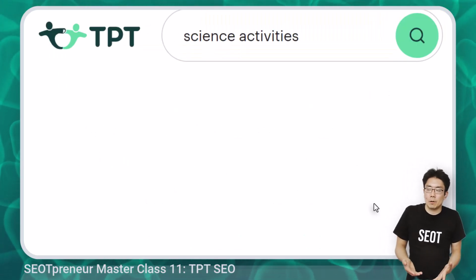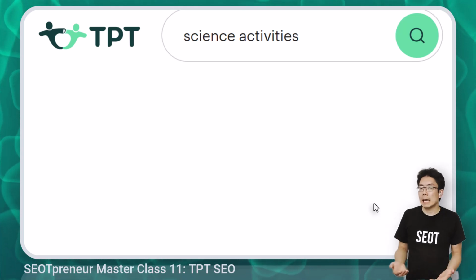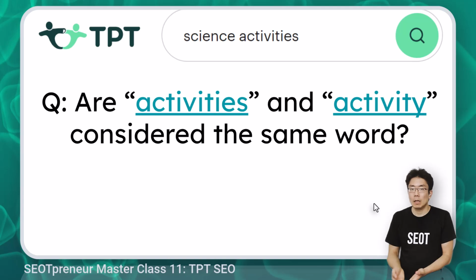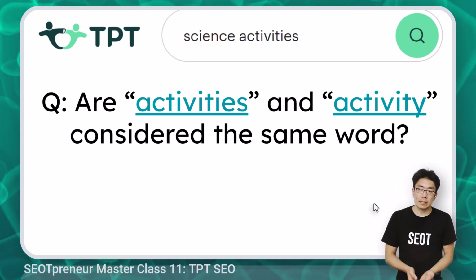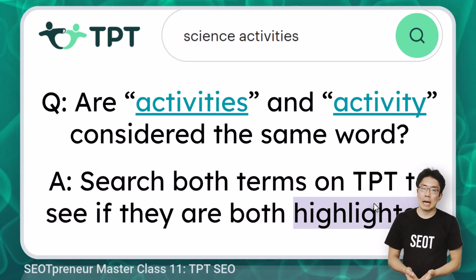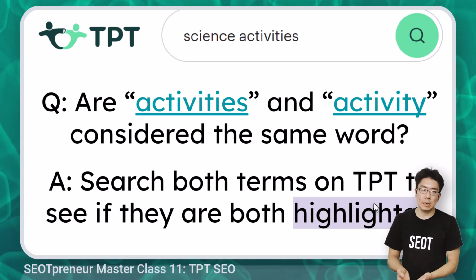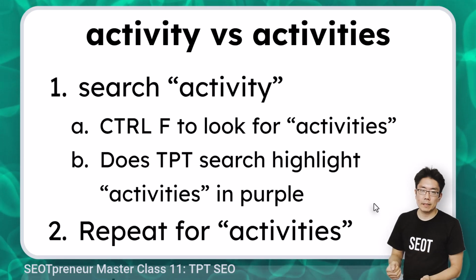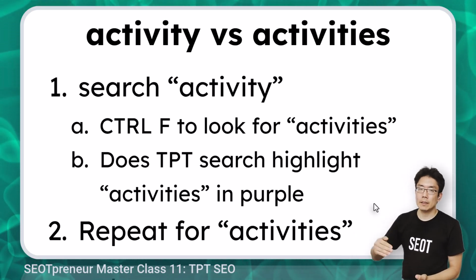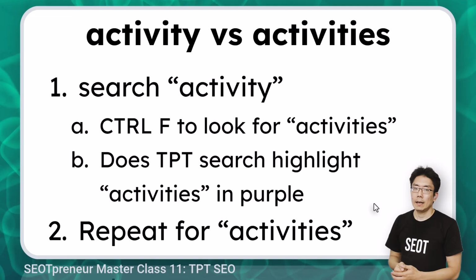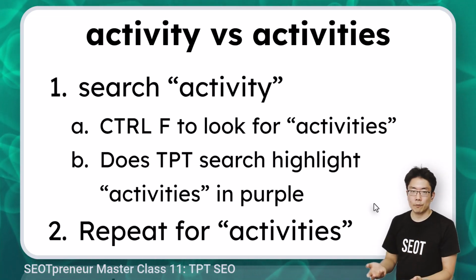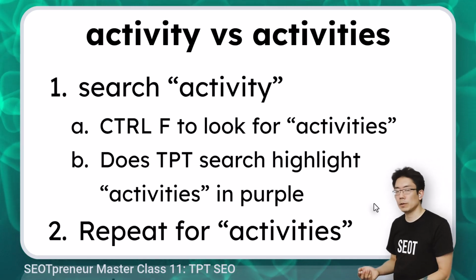Here's a fun example. Let's say I'm trying to rank for science activities, plural. And the question is, are activities plural and activity singular considered the same word? And the answer is we have to search on TPT and see what TPT highlights. So here are the instructions again. I'm going to use Control F in the browser so that I can quickly find the word that I'm searching for. And then I'm looking to see if TPT highlights it in purple. So I'm going to do that for activity singular, and then I'm going to do that with activities plural.